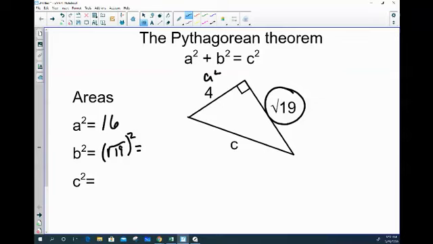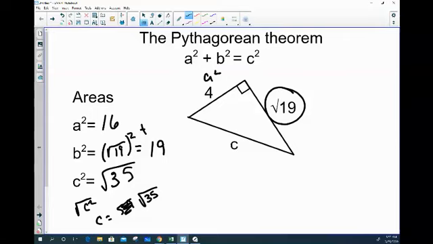So now we're going to go ahead and take the square root of c squared, which is going to give me c. We'll take the square root of 35, which is going to be about 5.9. But because of that, we're going to eliminate that, and we're just going to keep it the square root of 35. So in this case, the length of c is the square root of 35.